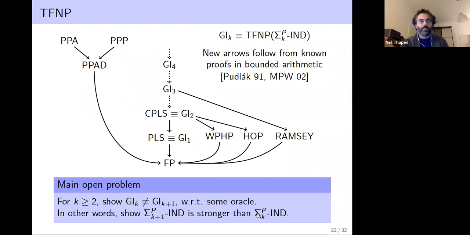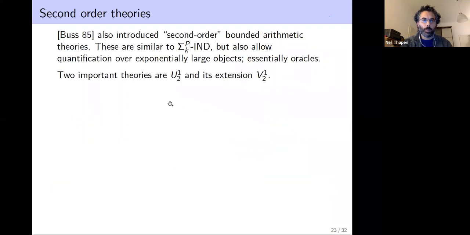Certainly it should be true with respect to some oracle, but we're not able to prove it beyond this level. As far as we know, everything could collapse to here. And this is essentially the same as questions about separating depth k from depth k+1 in constant depth Frege. And then we can go a little bit higher up.